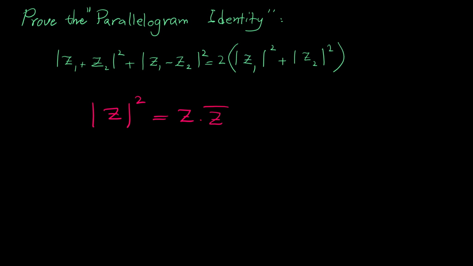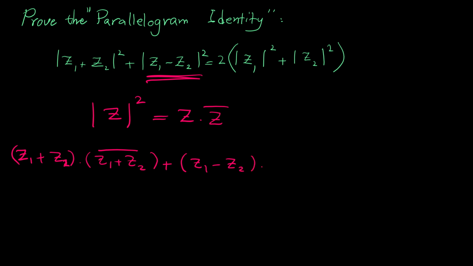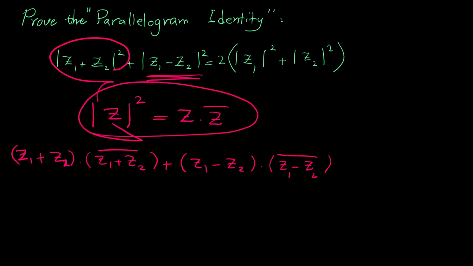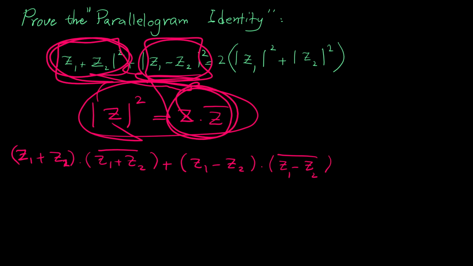Based on this identity, we can write absolute of z1 plus z2 to the 2 in the form of z1 plus z2 times z1 plus z2 conjugate. And we can write absolute of z1 minus z2 to the 2 in the form of z1 minus z2 times its conjugate, z1 minus z2 conjugate. So we use this relation for this part and this part, and we wrote each of them in this form.